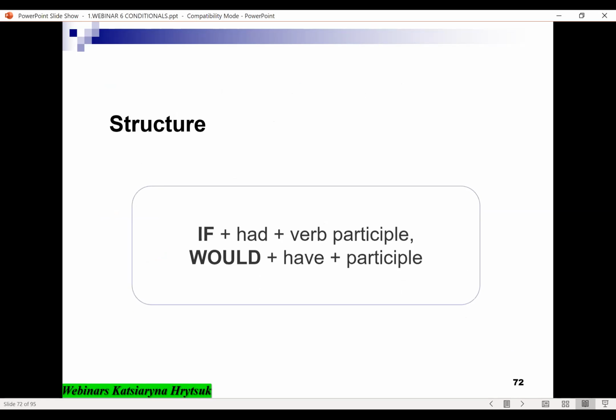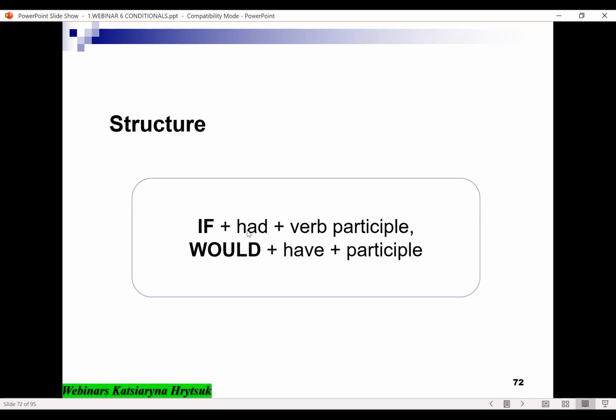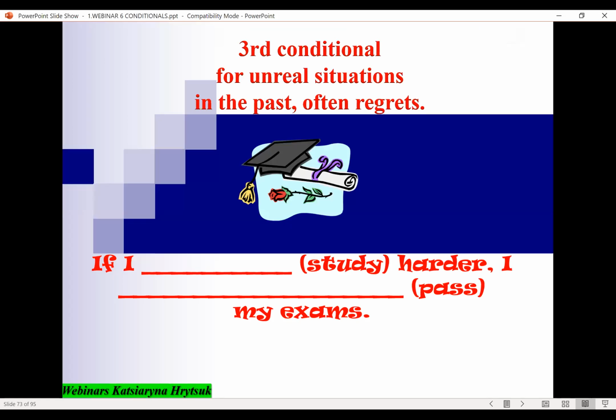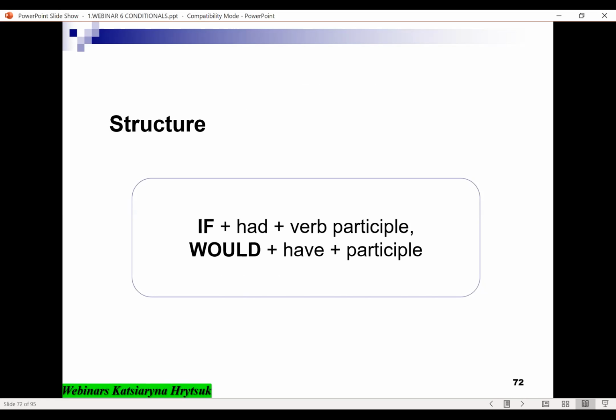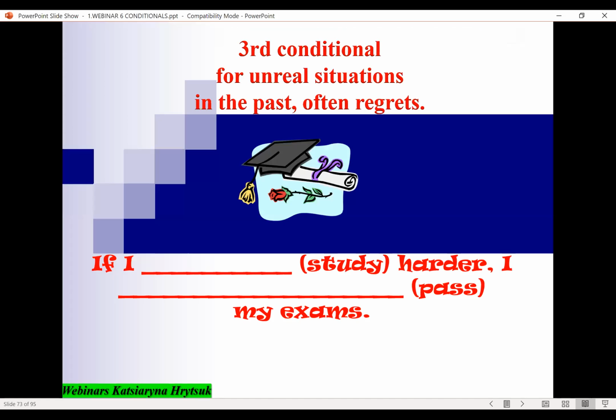More about structure. Again, if plus had plus verb participle, that is verb 3, would plus always have, and again verb participle. This structure, write it down with one example. It will be enough to follow this example and to talk about regrets. Okay, you regret. Again, if had done, would have done.